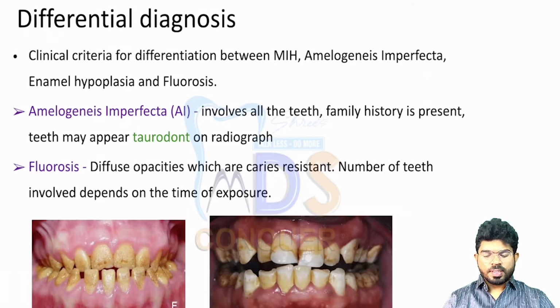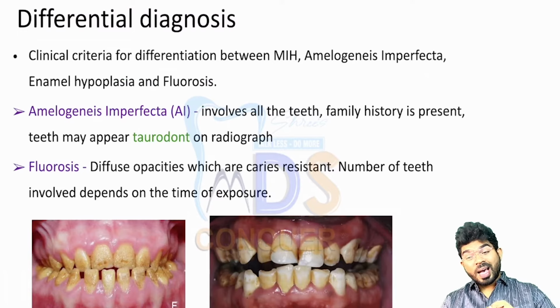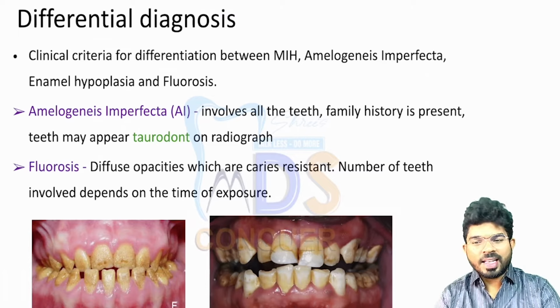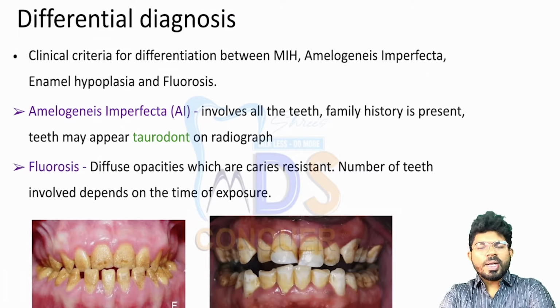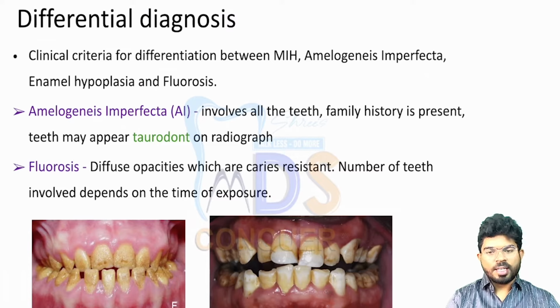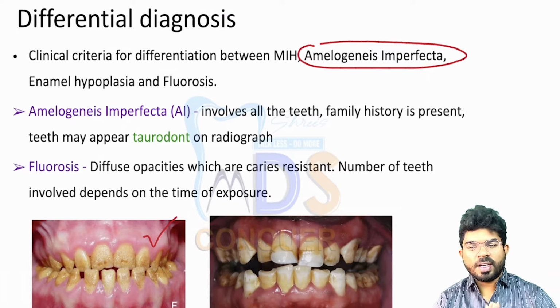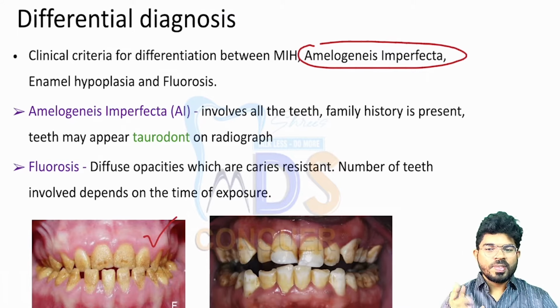Coming to differential diagnosis, this is the utmost important aspect according to me, because questions on MIH, yes, chances are there, but questions on other hypomineralization or other defects of enamel are very, very frequently asked in the examination. So apart from MIH, what are the other conditions where your enamel is affected? The first and foremost is amelogenesis imperfecta. The unique property of amelogenesis imperfecta is that all the teeth are affected. You can see in the clinical photograph, all the teeth, the enamel part is affected.